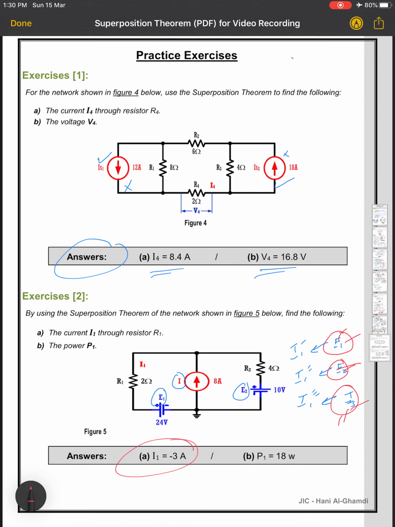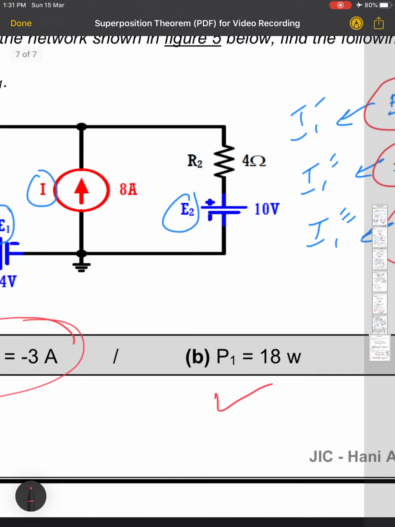If you find I1, just use the value of I1 and the value of R1 and find the power. So again, you cannot find P1 prime, P1 double prime, P1 triple prime, because of what? Again, the superposition theorem is not applicable for the power.